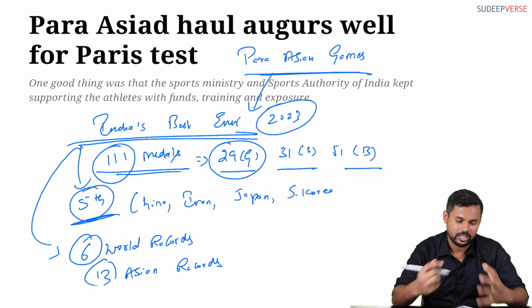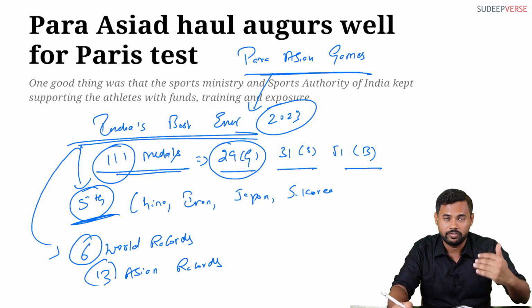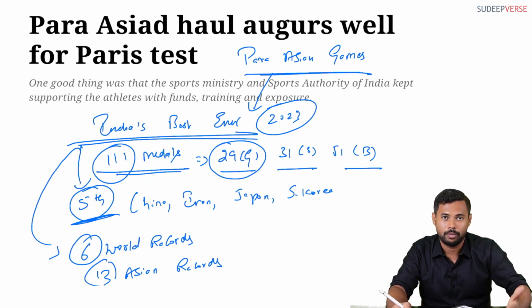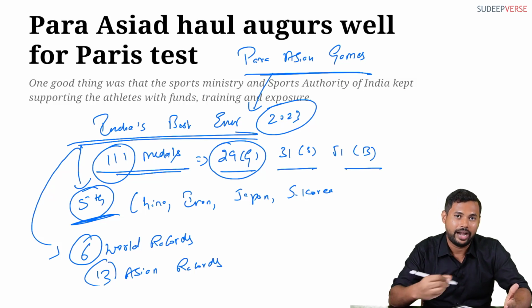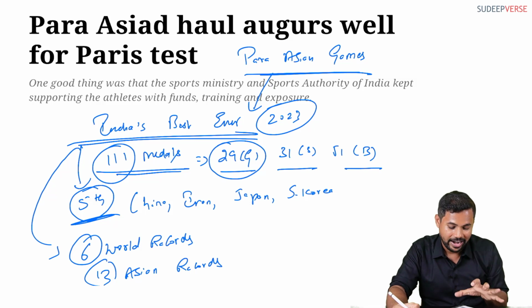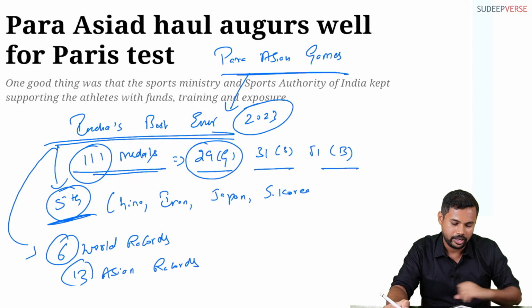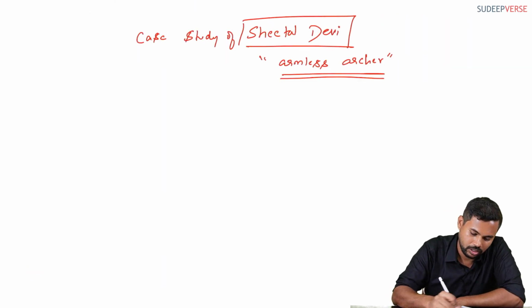Okay, so basically this article tells that it was a very proud performance by the para athletes, and we are looking forward to the next Paris Olympics, that is 9 months away, and how they perform there. Okay, so this is one important fact that you should know from the prelims angle. But one more thing that I would take from this article is the case study of Sheetal Devi.